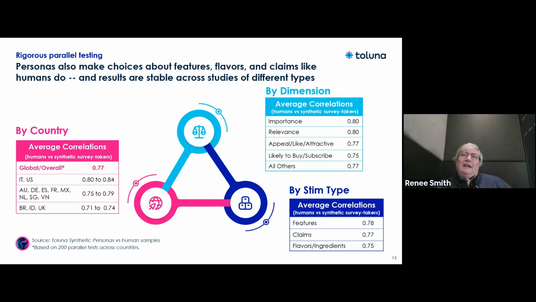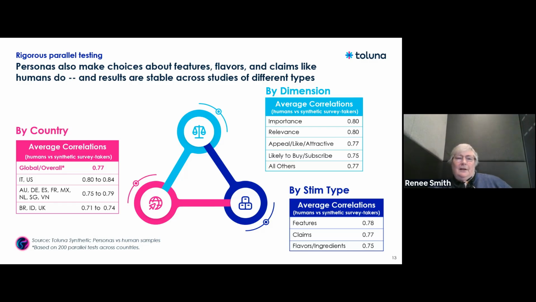And again, what we're looking at here are the correlations for the results from the max diff. You could think of it as the absolute or the net rankings, basically. So you see that the global average is 0.77. Some countries, Italy and US, are a little higher. Brazil, Indonesia, UK, a little bit lower.